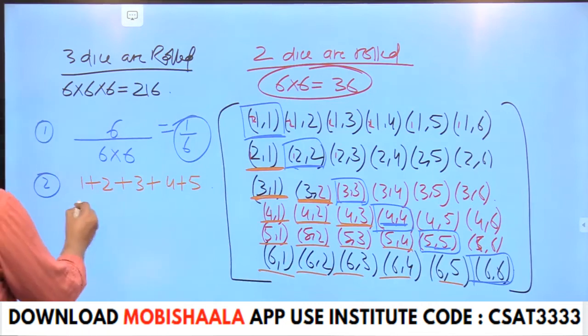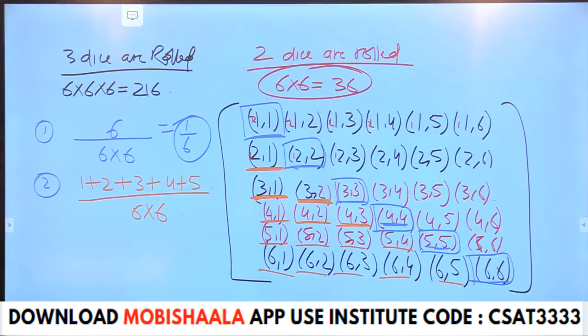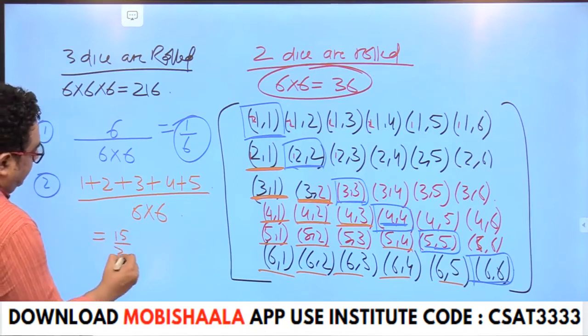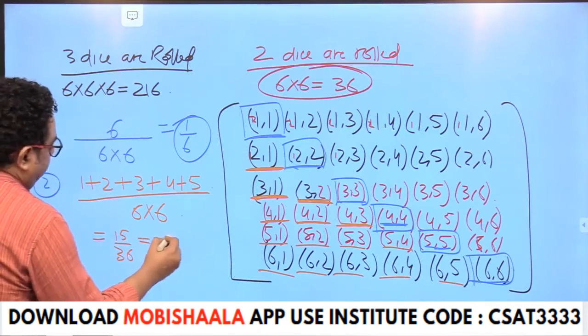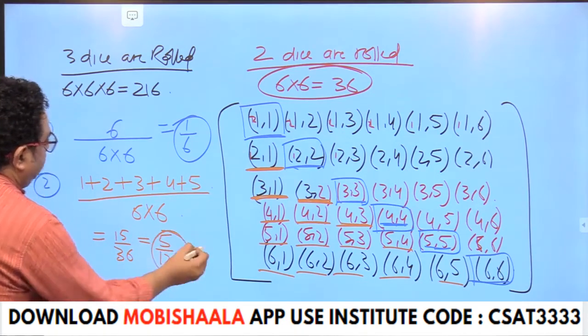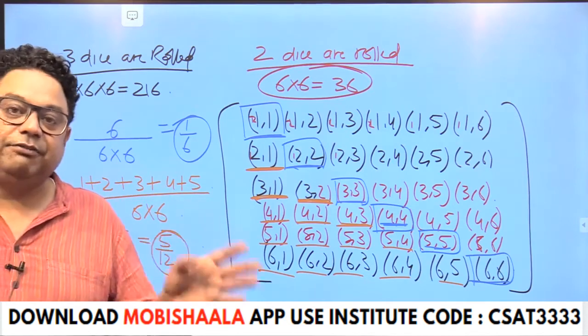So upon total number of outcomes, 6 into 6. Kindly add it, it comes out to be 1 plus 2 plus 3 plus 4 plus 5, 15 by 36 is the probability. So cancel by 3, 5 by 12 is the probability. Genuinely you don't need to write a sample space every time; you have to generalize it.